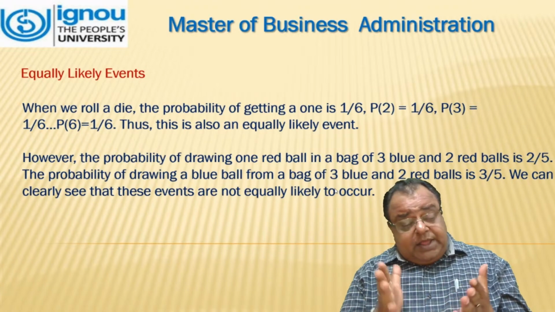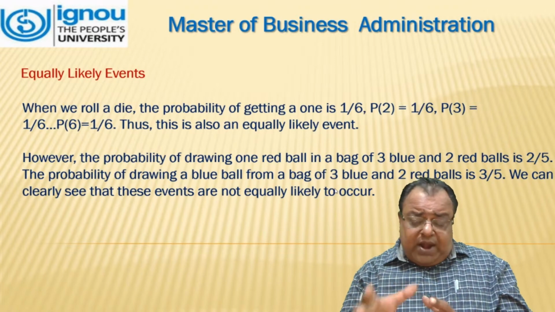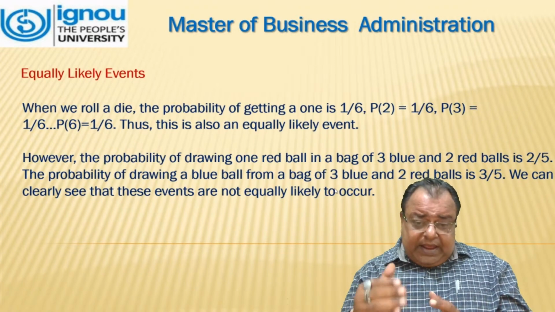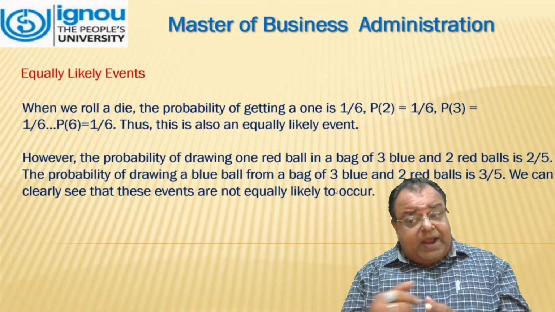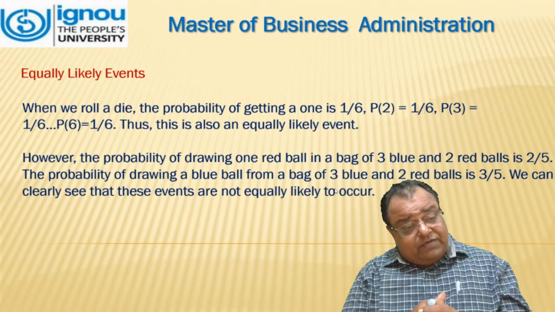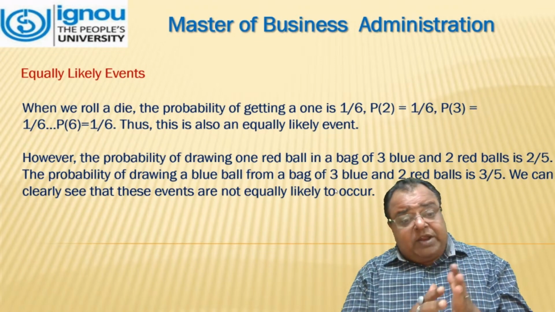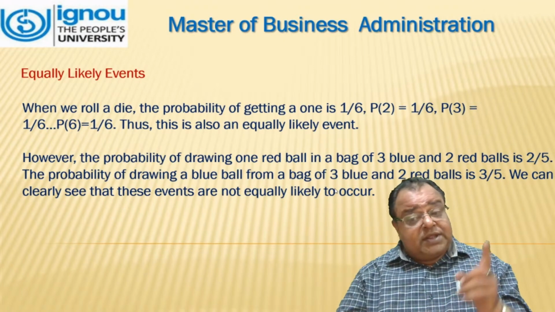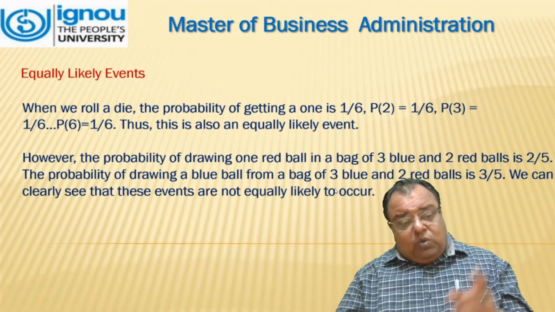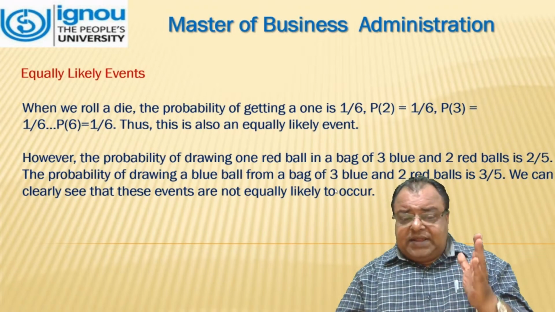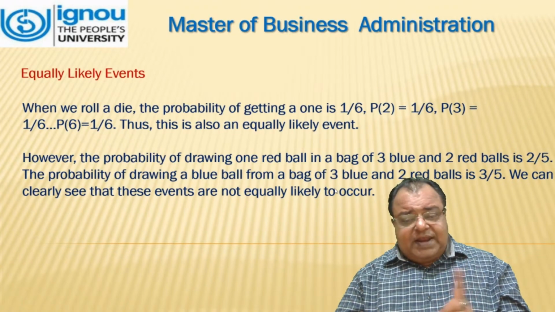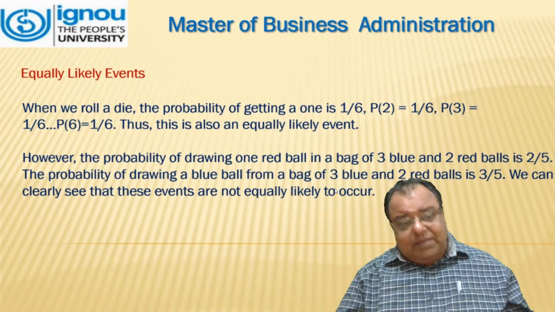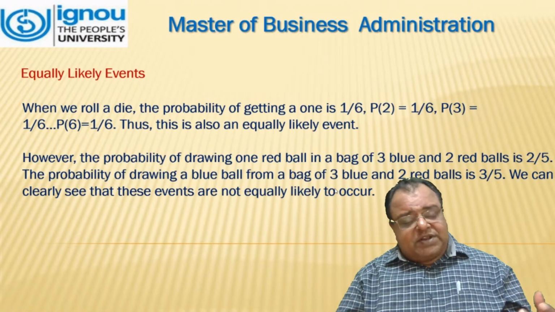However, the probability of drawing one red ball in a bag of three blue and two red balls is 2 by 5. The probability of drawing a blue ball from a bag of three blue and two red balls is 3 by 5. We can clearly see that these events are not equally likely to occur. This is basically the difference that we get.